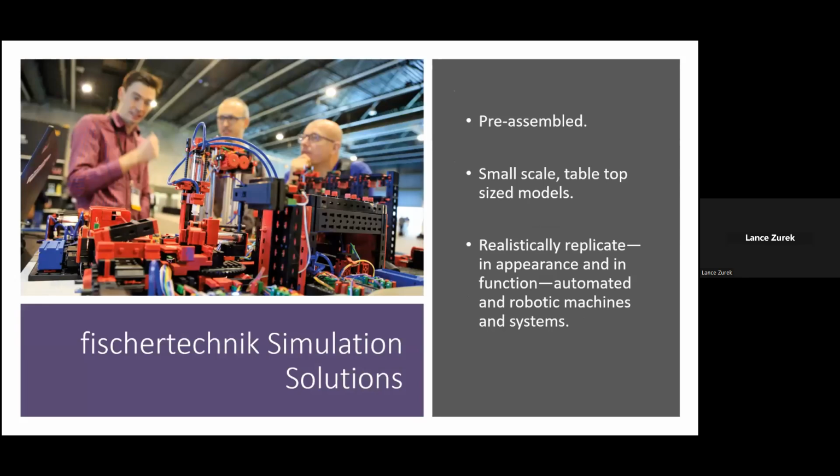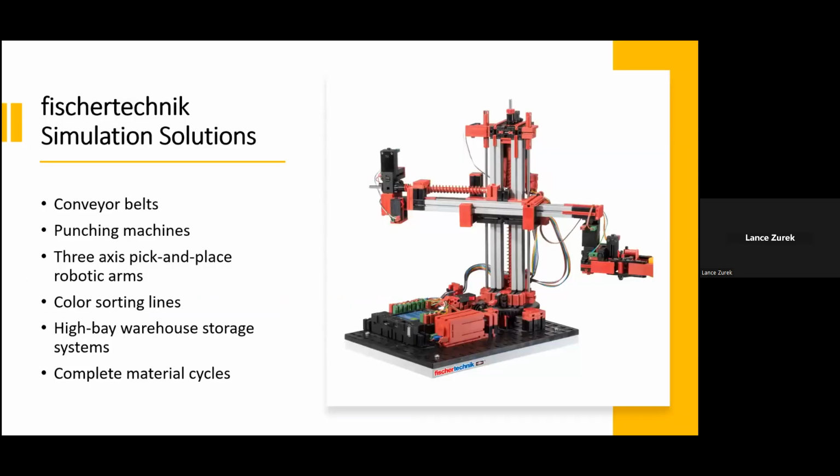Now, the line of fischertechnik simulation solutions, which again are the focus of today's presentation, are something much different. The line consists, again, not of kits, but of a series of pre-assembled small-scale models, which replicate in appearance and function various automated robotic machines and systems. Models in the simulation line include things like conveyor belts, punching machines, three-axis pick-and-place robotic arms, color sorting lines, and even high bay warehouse storage systems.